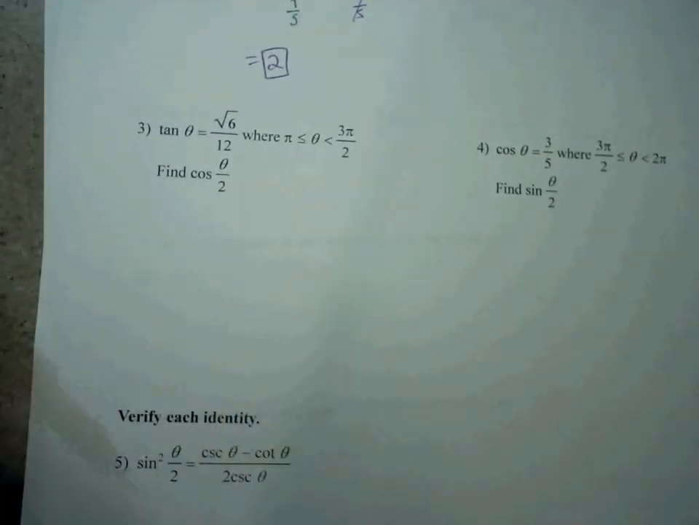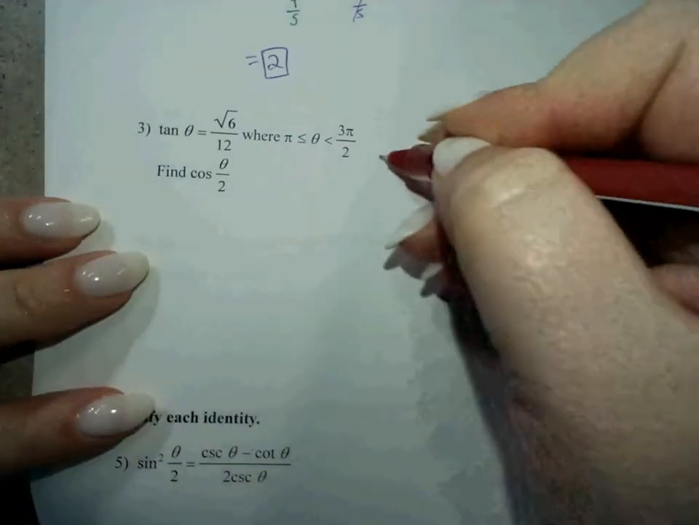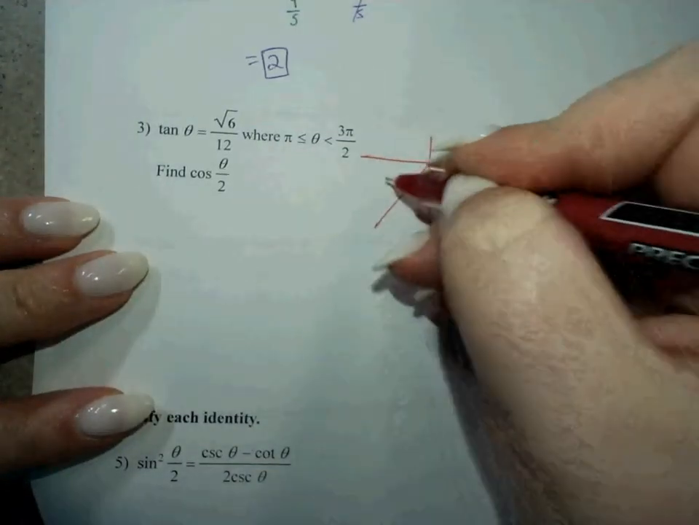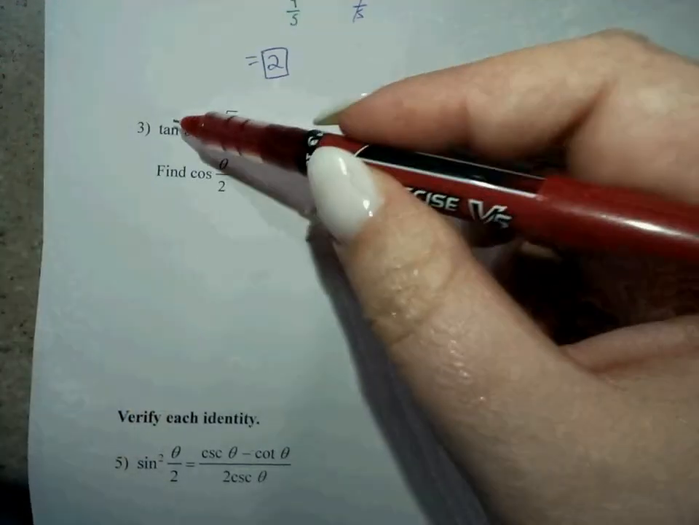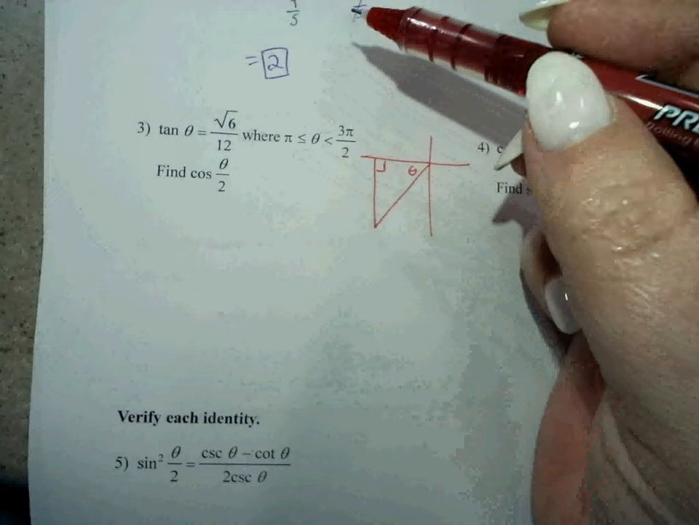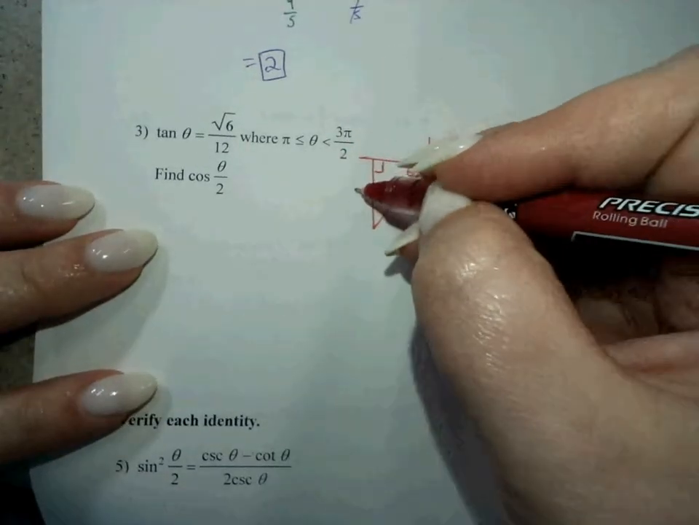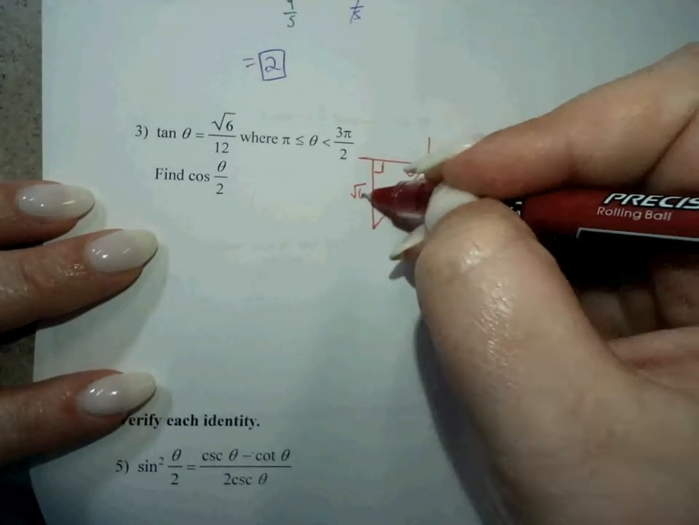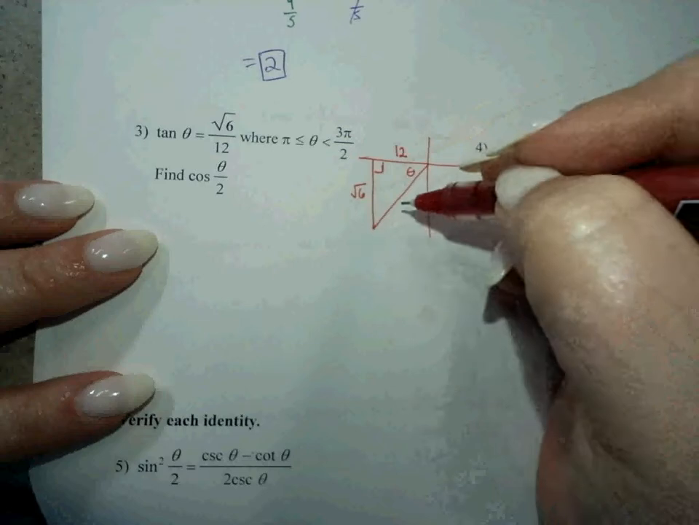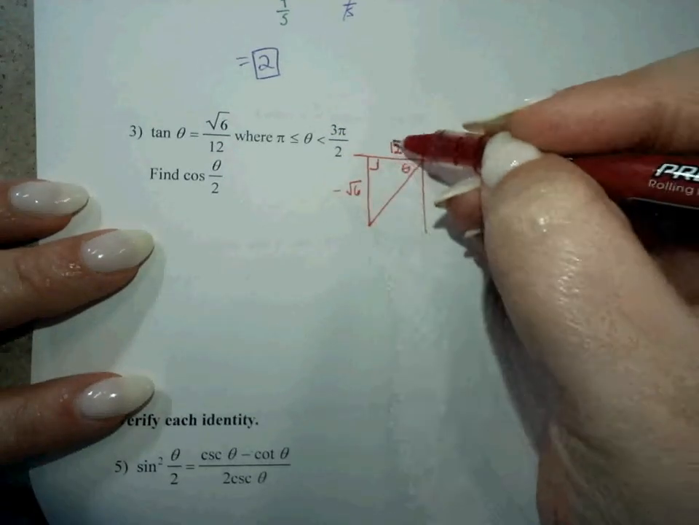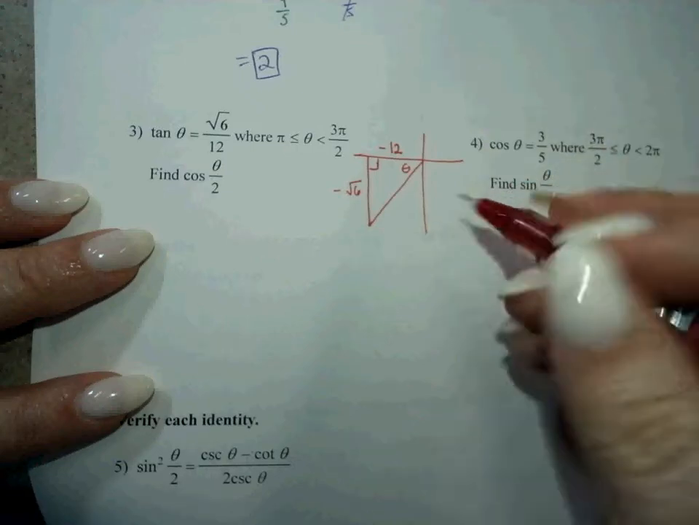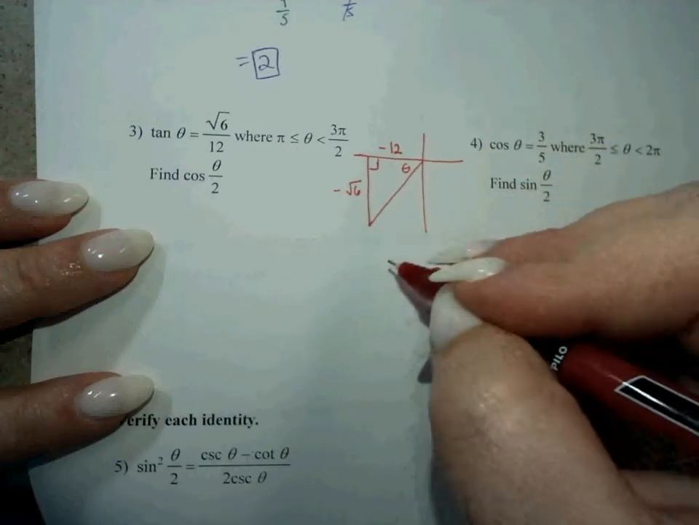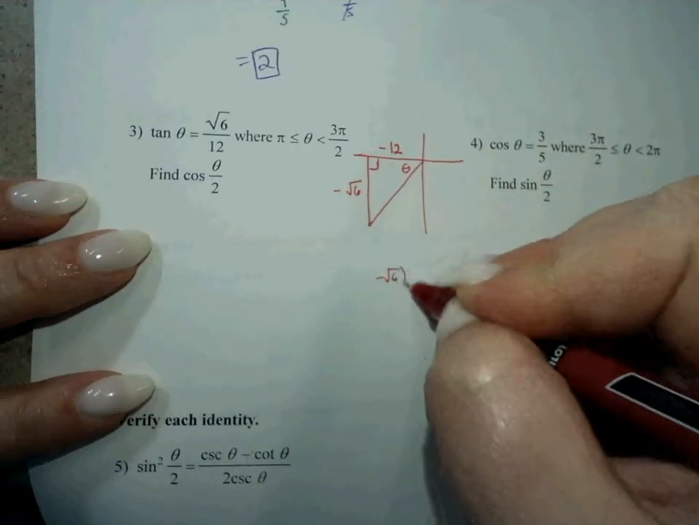Theta is between pi and 3 pi over 2, so we are in the third quadrant. Some triangle. And it tells me that tangent of theta equals square root of 6/12. So I know that opposite is square root of 6, and adjacent is 12. But if I'm in this quadrant, I know going down is negative and going left is negative. And then as far as finding the hypotenuse, all I got to do is do the Pythagorean theorem. So negative square root of 6 squared plus negative 12 squared.